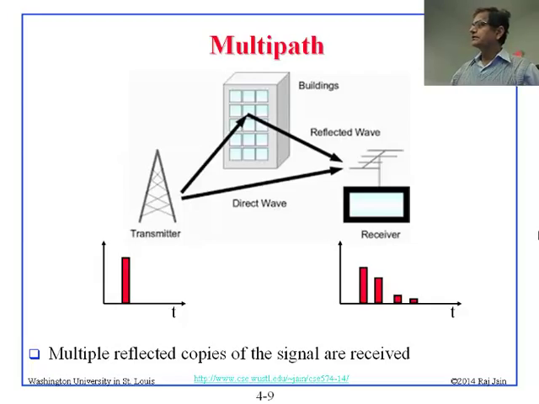One pulse goes straight through, another pulse comes after reflection, and therefore it comes a little bit later in time, and maybe even smaller. The third pulse takes an even longer path, comes even later in time and even smaller. And the fourth pulse goes somewhere else. So from this pulse you get these many pulses.